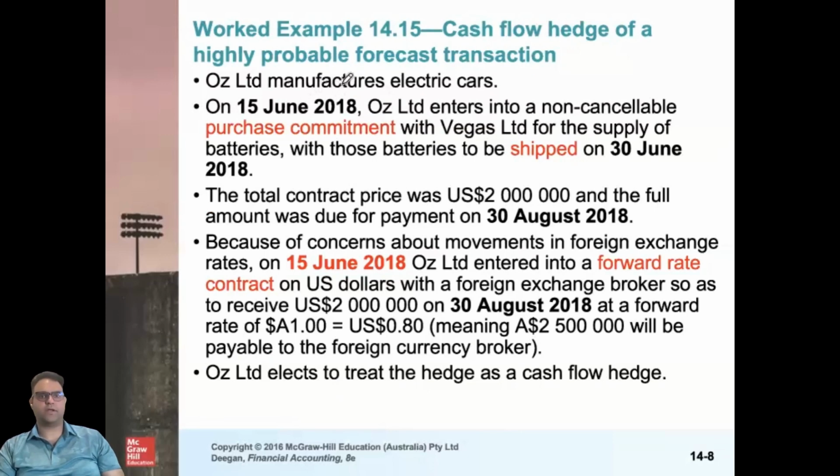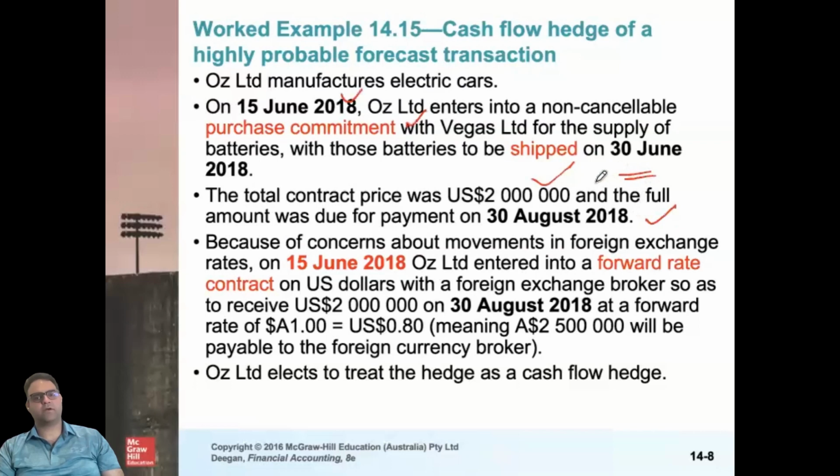question. There is a company that on 15 June 2018 entered into a non-cancelable purchase commitment with another company, which will ship the goods on 30th June, like after 15 days. The total price is 2 million, and it needs to be fully paid on 30th August.